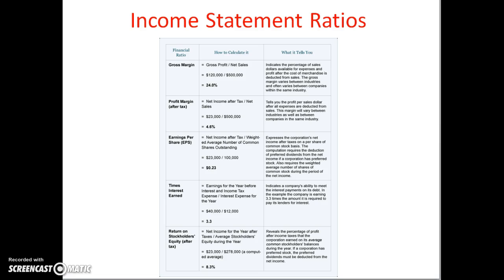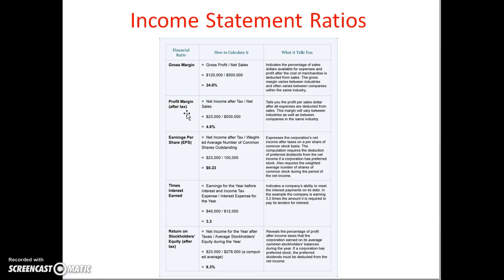Let's take a look at some of those ratios. The first one we'll look at is the gross margin, which is gross profit divided by net sales. So in this example, we'll have $120,000 divided by $500,000. So our gross margin is 24%. This indicates the percentage of sales dollars available for expenses and profit after the cost of the merchandise is deducted from the sales. The gross margin varies between industries and often varies between companies within the same industry.